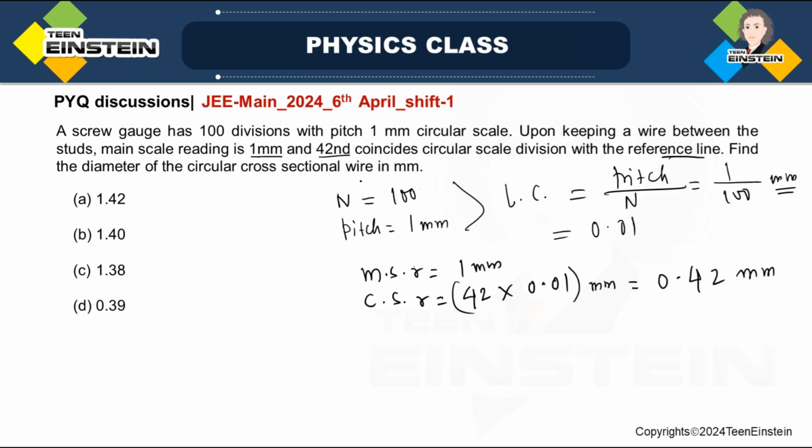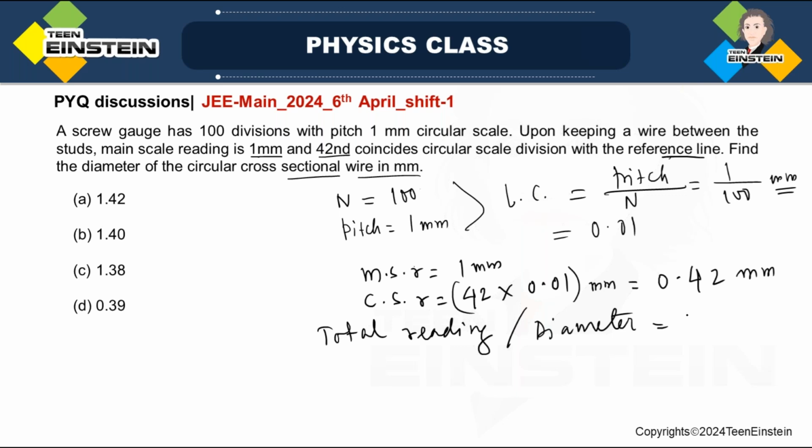Then you have to find out the diameter of the circular cross-sectional wire in millimeter. Let me read. Find the diameter of the circular cross-sectional wire. That means the total reading. Total reading will give you the diameter. Total reading or the diameter itself would be found out from here.